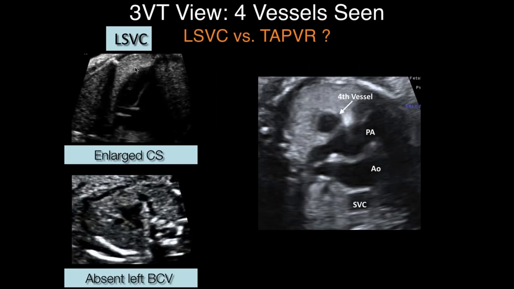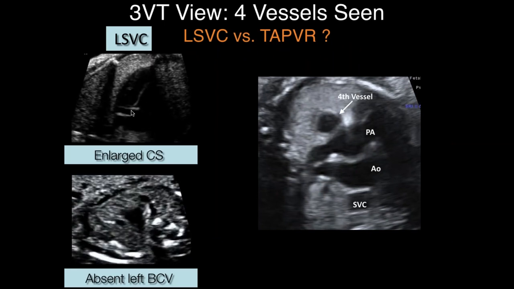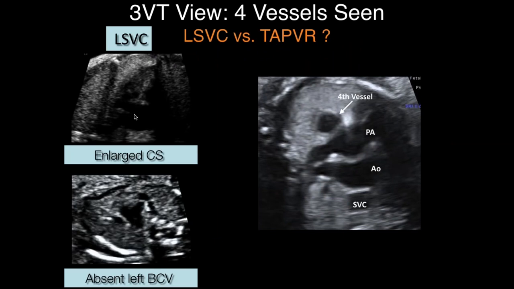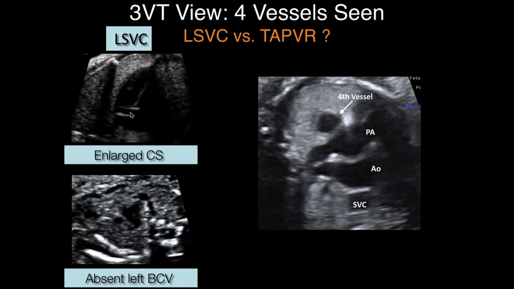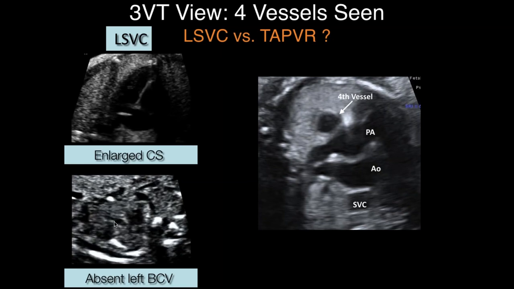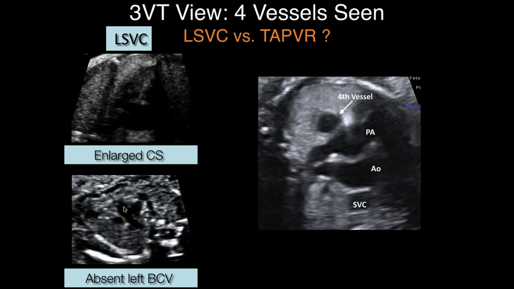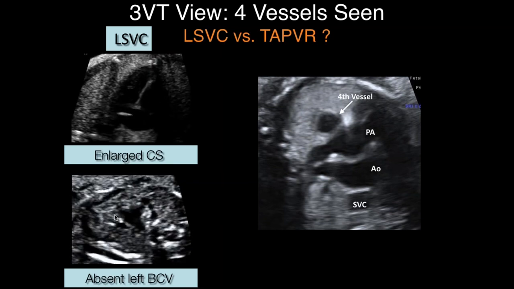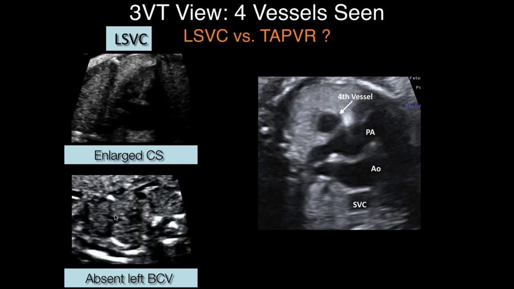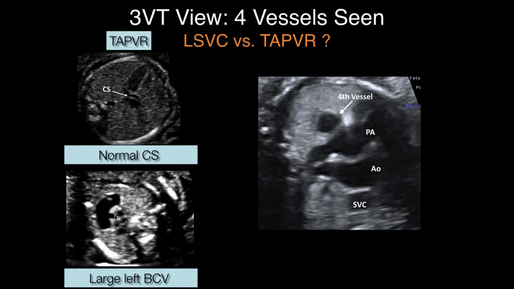Is this the left superior vena cava? Well, remember, it dumps into the coronary sinus. So the coronary sinus will be enlarged, as you see right here. Coronary sinus, you get it slightly inferior to your four-chamber view, and you don't have a brachiocephalic vein. So I've confirmed now, and certainly if you add color and document same flow directions as the superior vena cava, then that's your diagnosis.